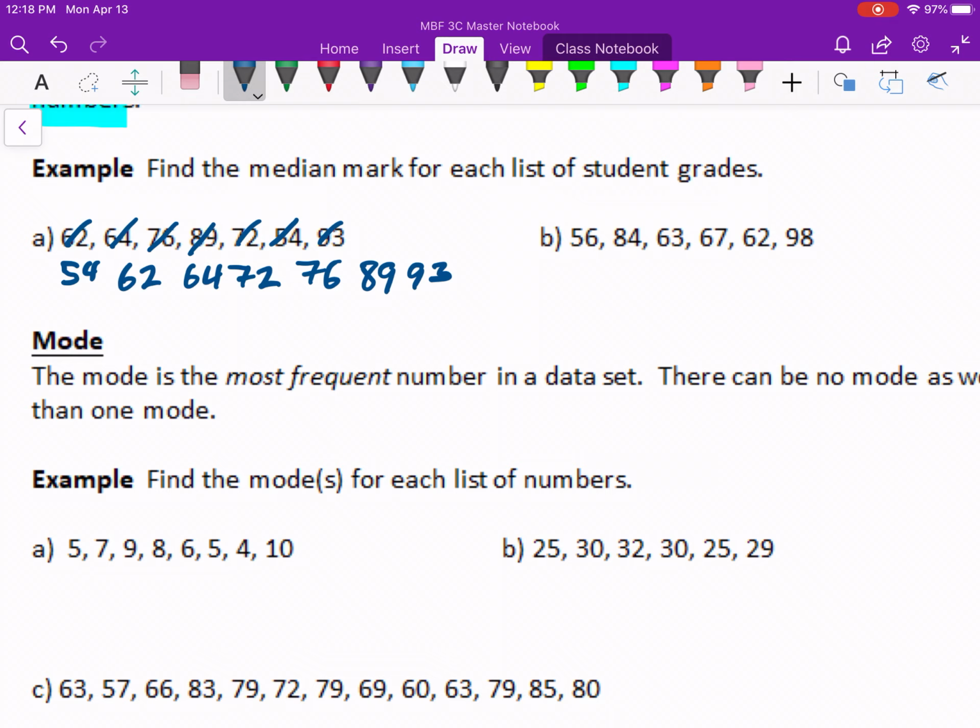So the middle one would be the 4th one. The way I know that, again, is if I look at where I've circled it, to the left of the 72 there's 3 numbers. To the right of the 72, there's 3 numbers. 72 is the middle one in the list. That's the median.